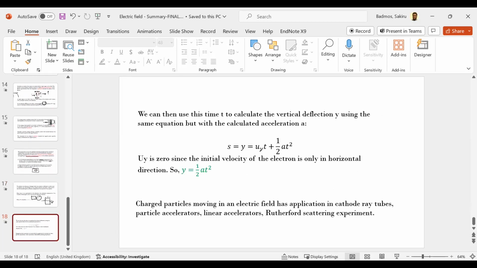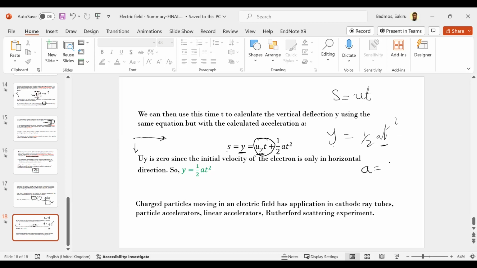Then once I calculate the acceleration, I can use S equals ut plus half at squared again, but this time around, I'm using the vertical component of the velocity. The vertical component of the velocity is 0, because when it enters horizontally, it does not have a component of velocity in the vertical direction. So this will be 0, and that part will be 0. So I'm left with the distance, which is now represented as y, equal to half at squared. I've calculated t before, using S equals ut.